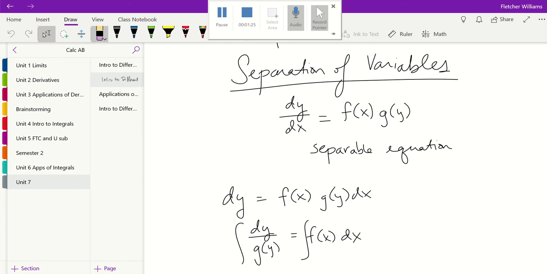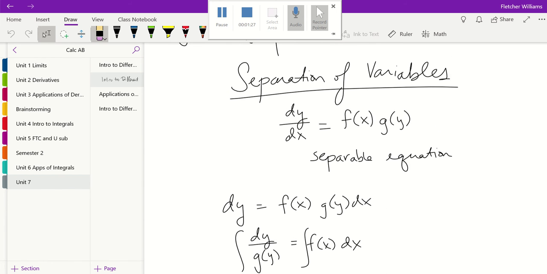I just started talking to you about this technique that we're going to learn, which is basically the only technique that we're going to learn, called separation of variables. The whole idea is you get your differential equation, you put the x's on one side, and you put the y's on the other side, and then integrate. That's the whole idea. I'll do this example again, just so you can see it.